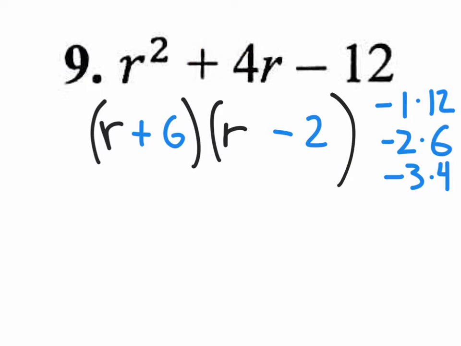This middle term is not 11. This one is the one that if I combine negative 2 plus 6, that gives me positive 4. So this is my correct pair of numbers. Just plug it into your answer format and you're done. Now sometimes you'll have the right pair of numbers, but you might have the wrong signs. You just switch the signs.